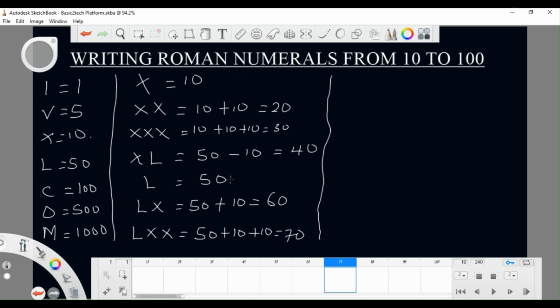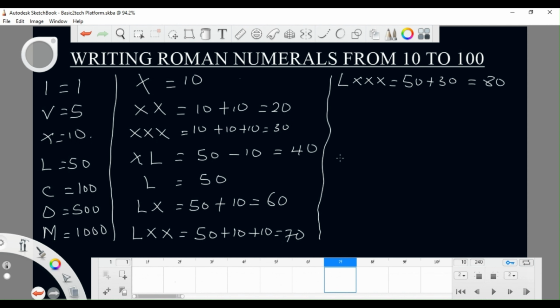To get 80, what we do again is to have our L, which is 50. Then we can add 30, which is X plus X plus X. That is 50 plus XXX, which is 30. That gives us what? 80.